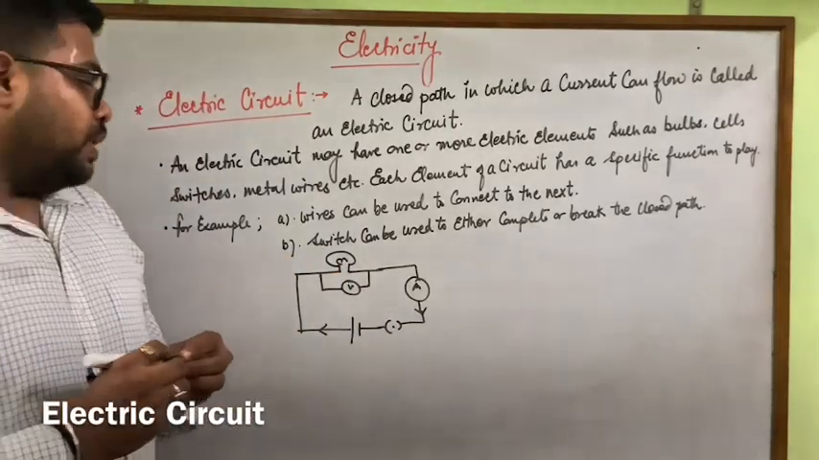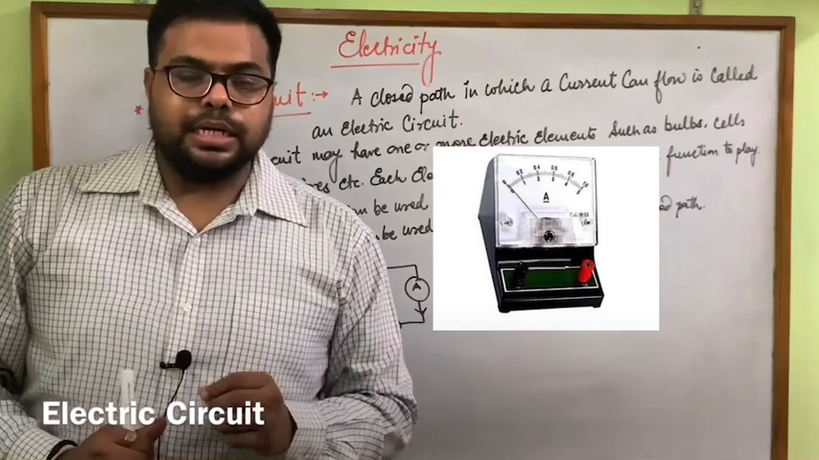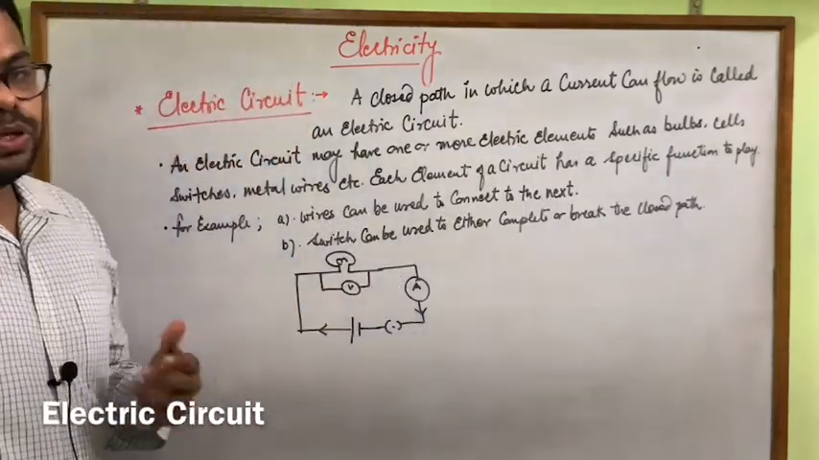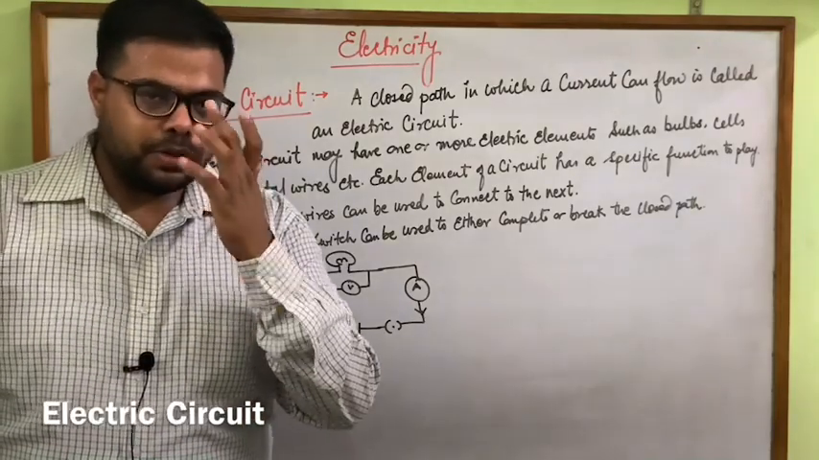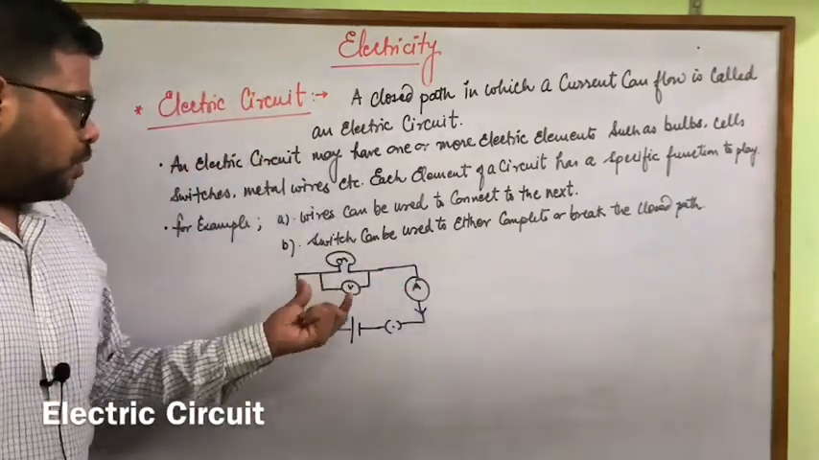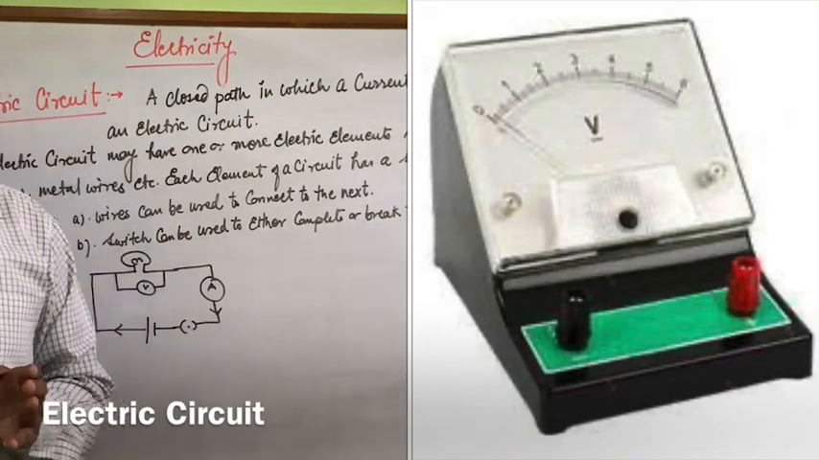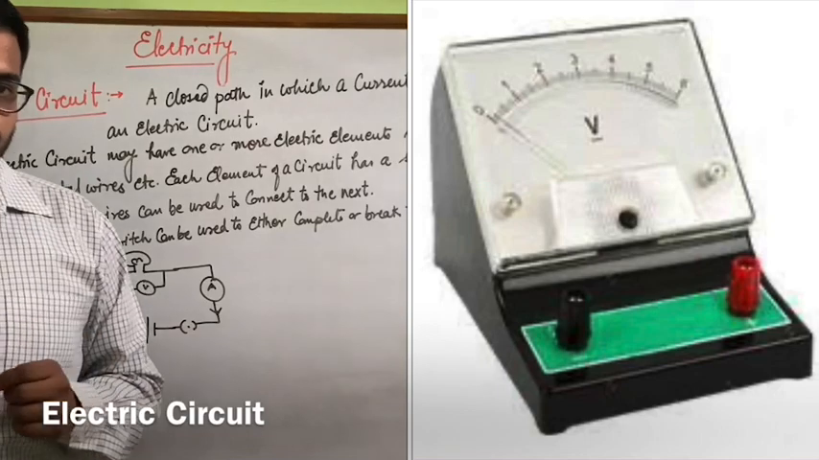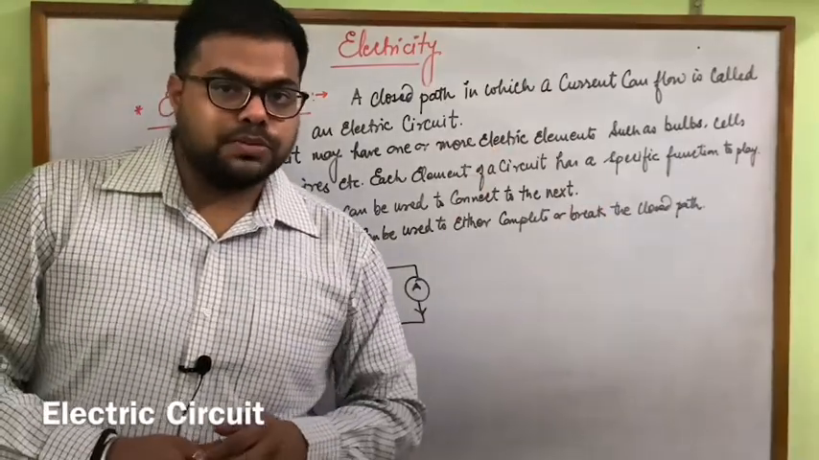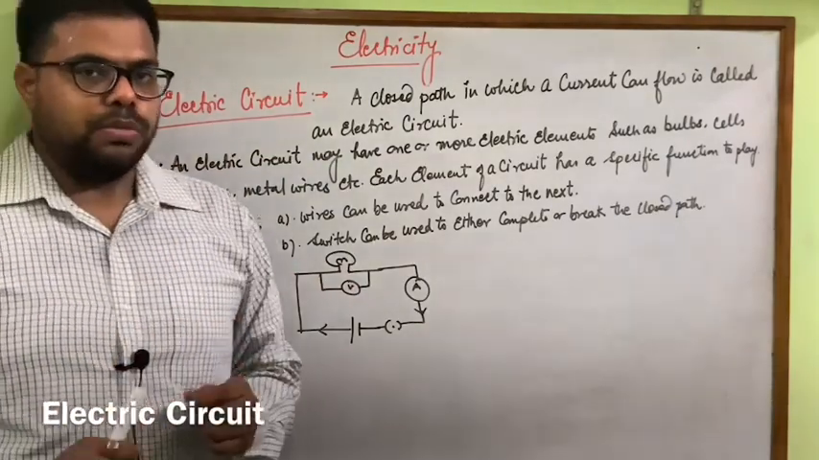The particular device, the ammeter, measures electric current, and it is placed in a series combination. Why we use a series combination and what is the meaning of series, we will discuss in the next videos. Now voltmeter is a particular device which can measure potential difference. Now what is the potential difference? We will discuss it in my next video lecture, and it is always placed in a parallel combination.